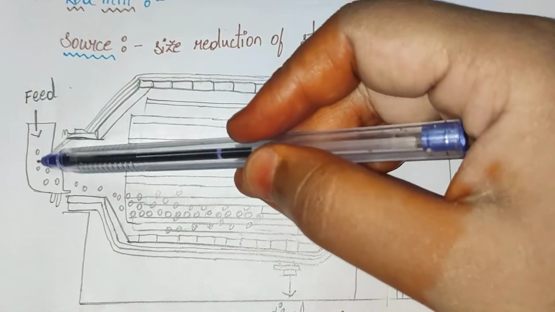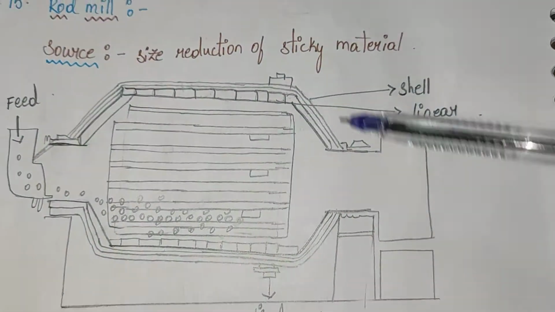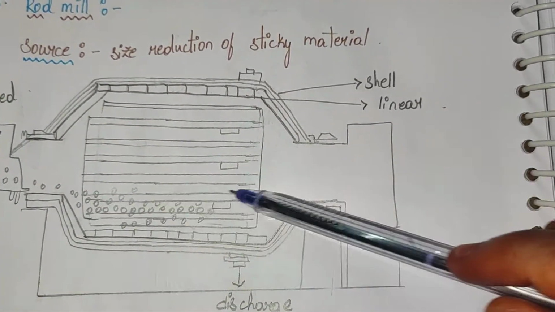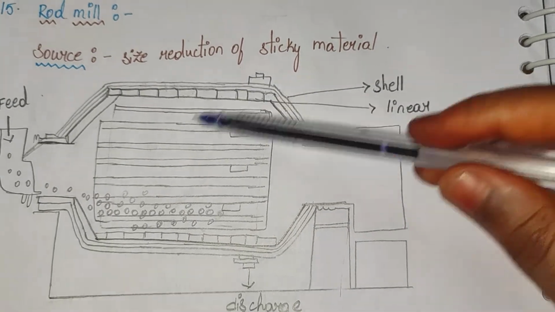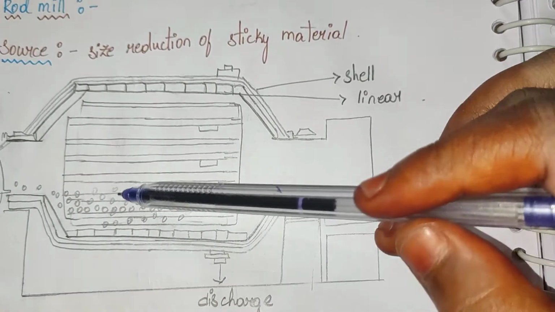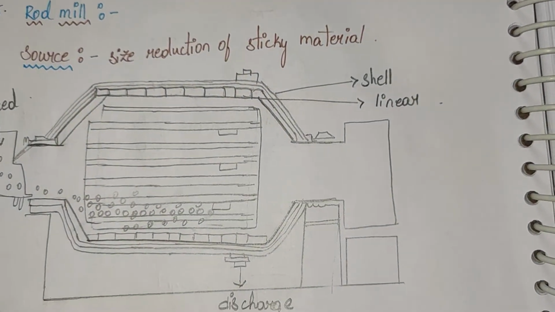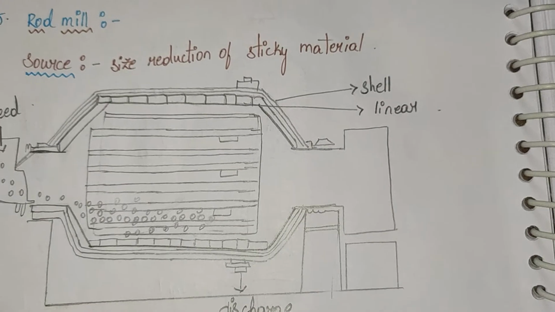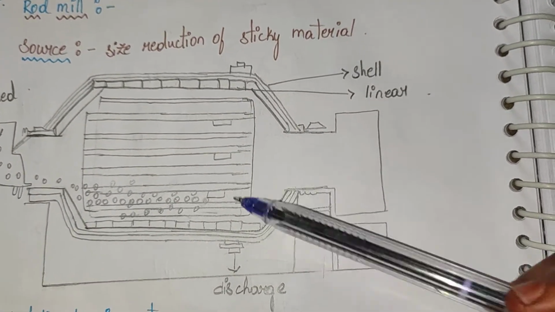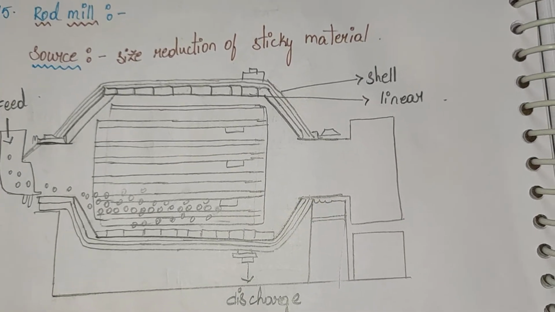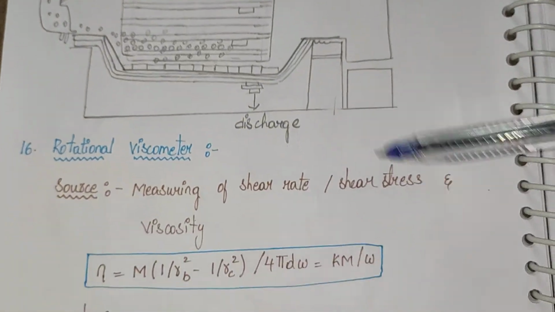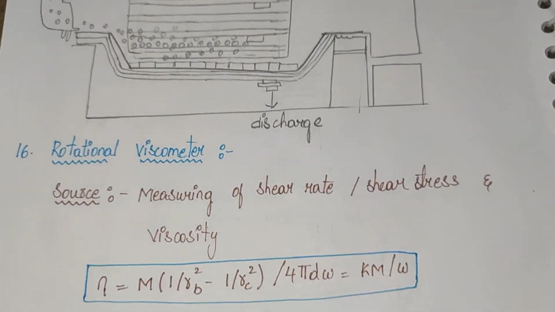So here we have a feed hopper. And here it is discharge, and here we have many rods which undergo rotation. Hence these particles will become very sticky. So we have to rotate very fast, and after the rotation, the particle size will become very small, and we will collect it here. And next, coming to the rotational viscometer.